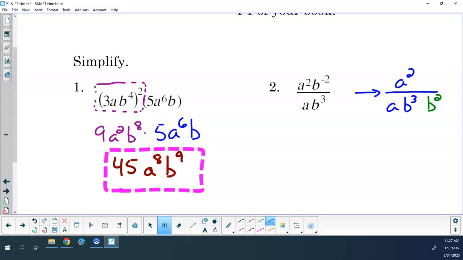Then you simplify. Now, I've got 2 A's on top. I've got 1 A on the bottom. So that can simplify to just be A. I've got 3 b's on the bottom, now with 2 more b's on the bottom, so that can become b to the 5th power.